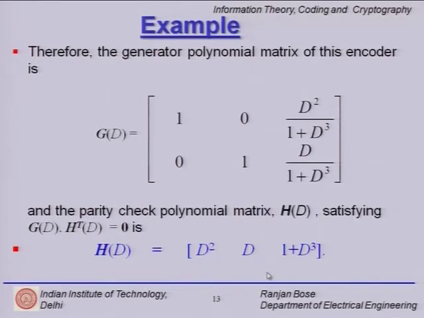You can quickly make an observation and write as follows. If you multiply G with H transpose, then this D squared is picked up by this one, and D is picked up by this one. So, the numerator becomes D squared plus D, divided by 1 plus D cubed, and you quickly realize that you have G(D) H transpose(D) equal to 0. So, it is easy to make H(D) from G(D), and G(D) is equally easy to realize from the visual observation.